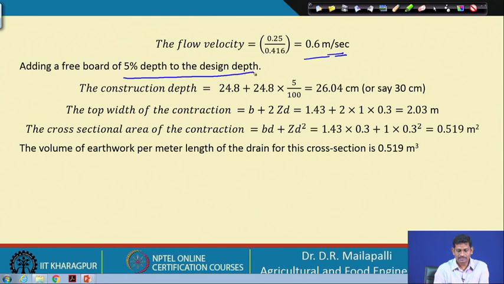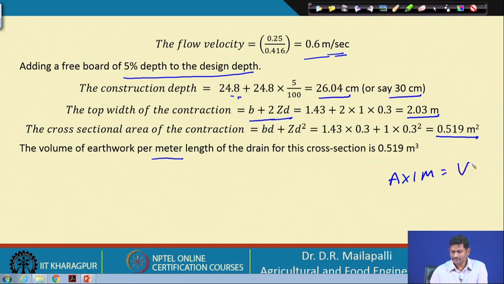Adding freeboard 5% depth to the design. So, since the depth is 24.8, multiplied by 5 by 100, you get 26.04 centimeter, or say 30 centimeter. Now, top width B plus 2 into ZD, so that will be 2.03, and the cross sectional area B D plus Z D square, so this much. So, now volume of earthwork per meter of length with drainage will be area multiplied by 1 meter, so that will be 0.519 meter cube. Okay.